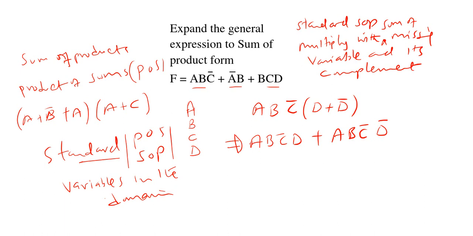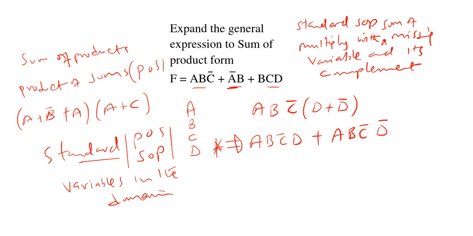So in that case now, we have expanded this term and we have got two variables whereby the two have all the variables in the domain. So this one has A, B, C, D, and this one contains A, B, C, D. So we have to keep that one because it will be part of our final answer.